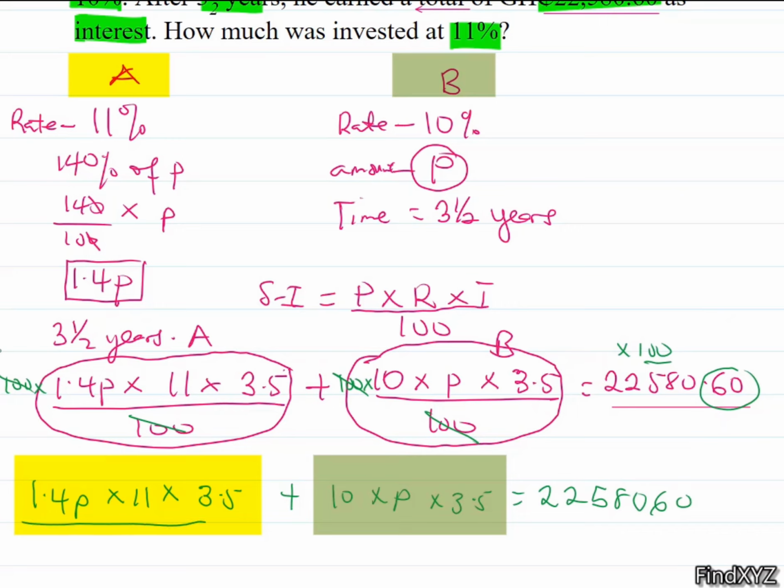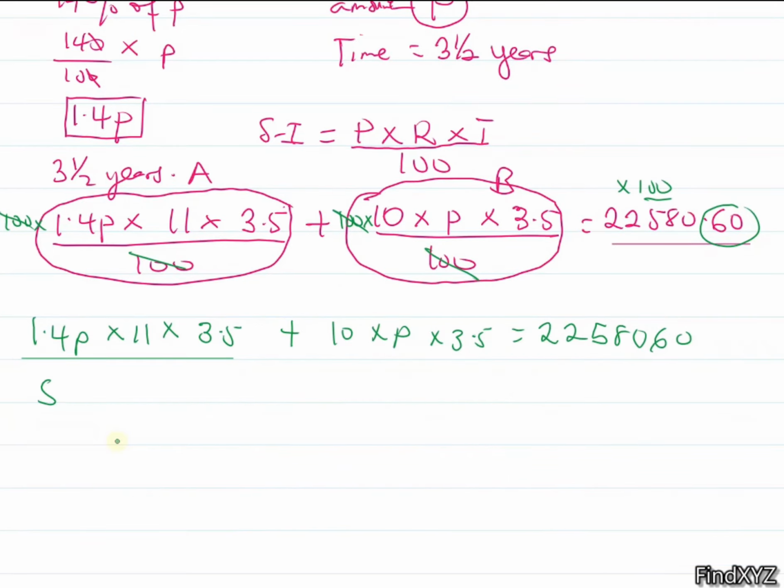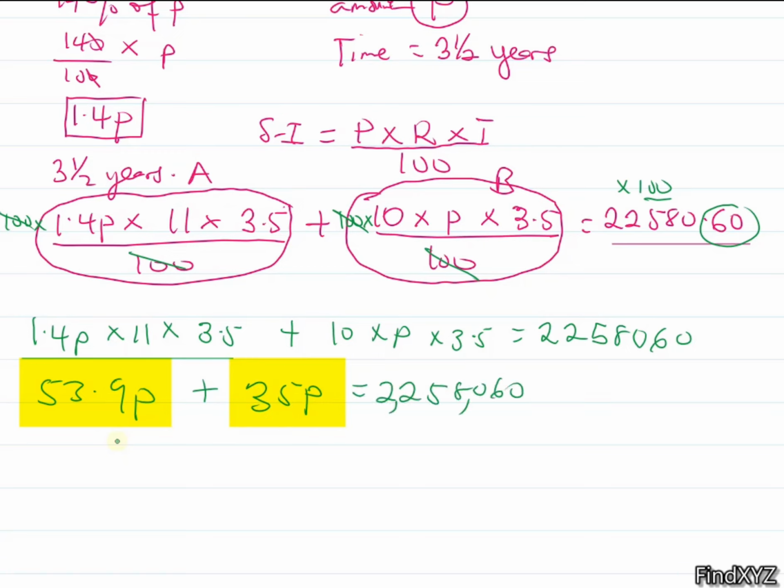Then let's multiply this. What do we have? 1.4P times 11 times 3.5 will give us 53.9P, plus 10 times P times 3.5, which will give us 35P. This should be equal to 2,258,060 cedis. Then let's add 53.9P plus 35P. Together, we are going to have 88.9P.